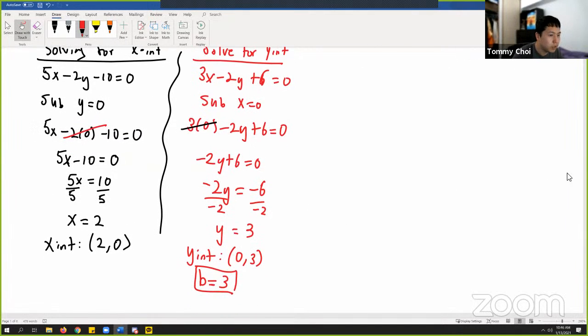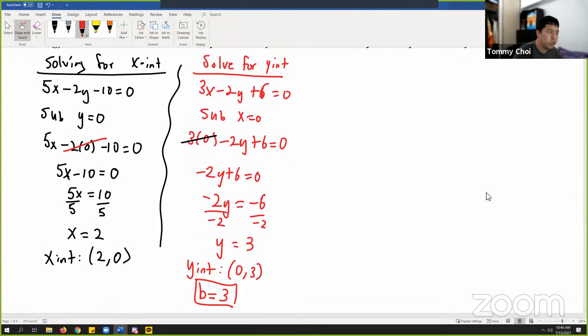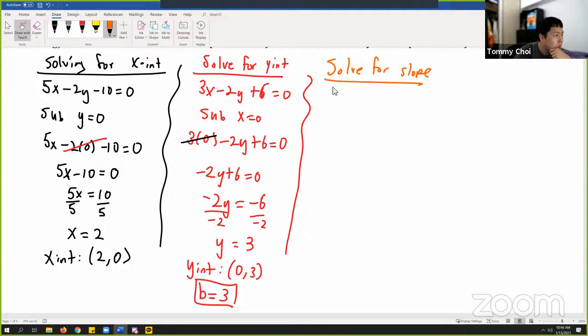Okay? So that's what we have so far. Part 2 complete. Part 3, solve for slope. Our 2 points are 2, 0 and 0, 3. We just solved for those 2 points.